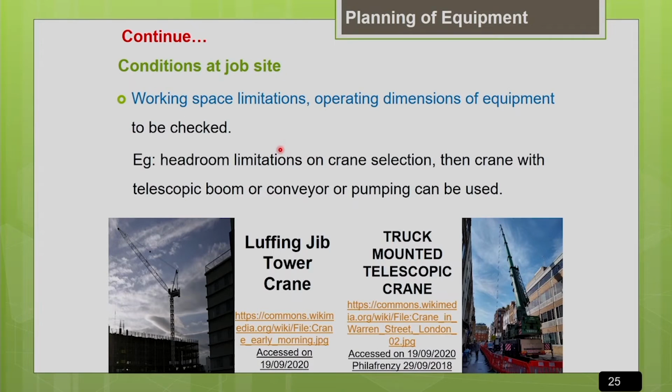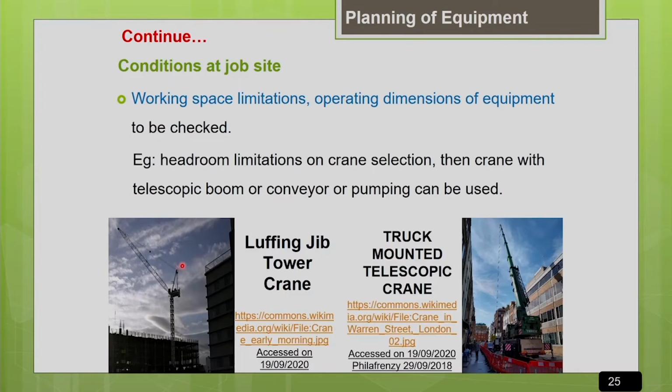There are some cranes where the boom is fixed. You cannot change the angle of inclination of the boom of the crane. Those cranes are called horizontal boom cranes. Those cranes cannot be used in congested sites because the availability of space for the movement of the boom of the crane may be limited.